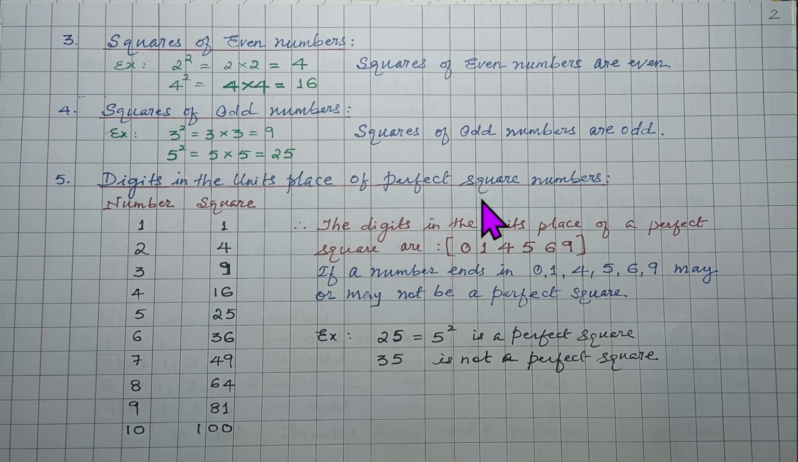Now, the digit in the units place of perfect square numbers. If you take the numbers 1 to 10 and square them, we get 1 squared is 1, 2 squared is 4, 3 squared is 9, 4 squared is 16, 5 squared is 25, and so on. 10 squared is 100. Now check the digits in the units place.